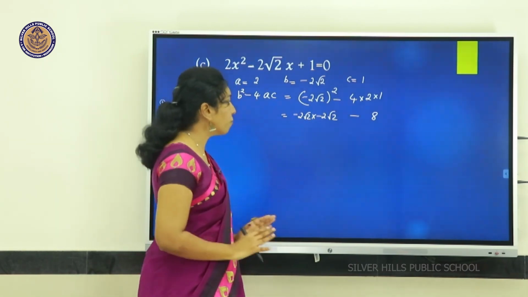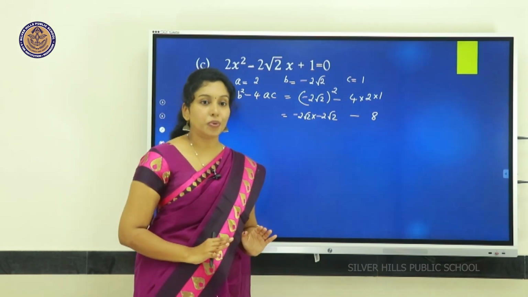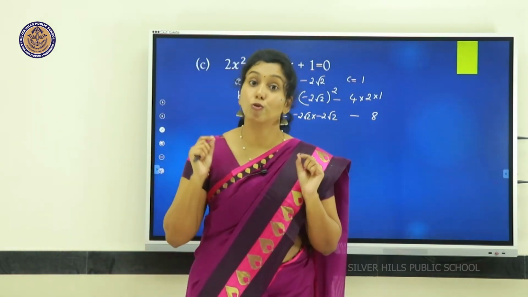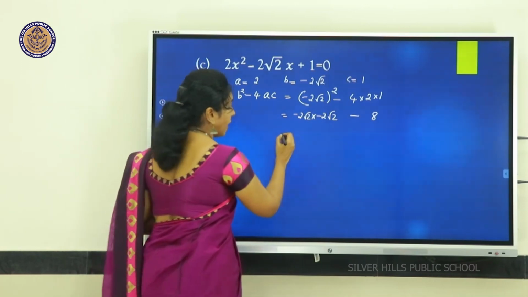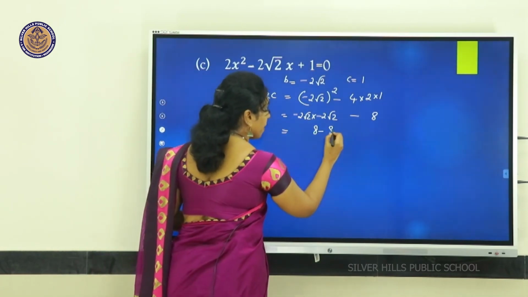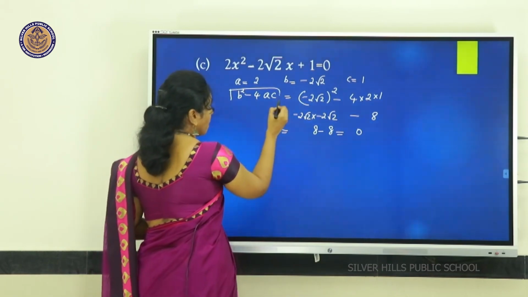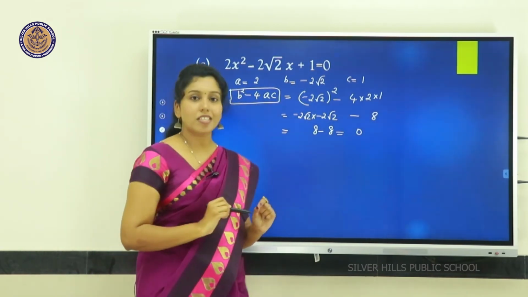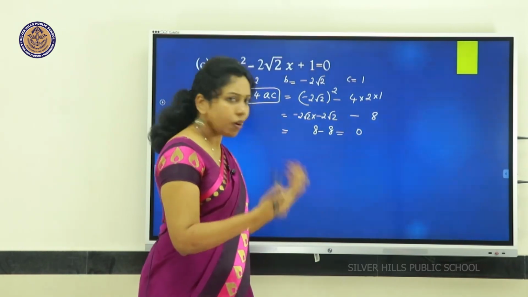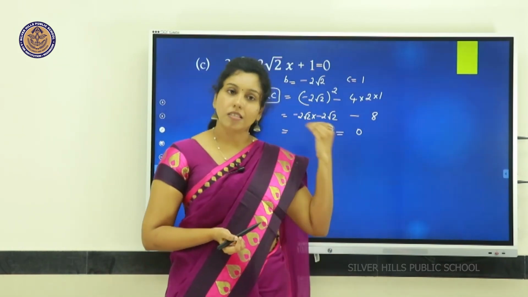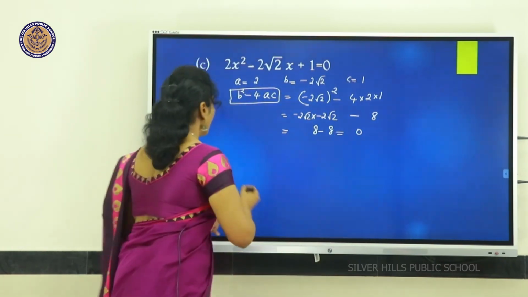2 into 2 is 4. And what is root 2 into root 2? Root 2 into root 2 is 2. So, I am getting 8. So, 8 minus 8, that is 0. So, your b square minus 4ac value is 0 here. Now, we just substitute these results in the formula.